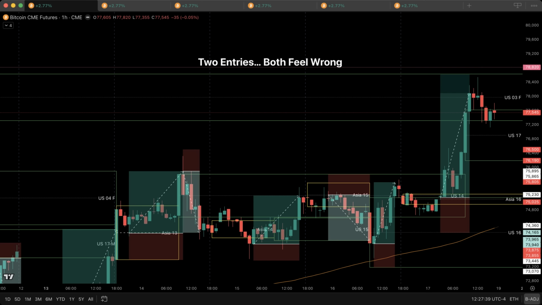Now the full structure is visible. Same entry. Two choices. Tight risk. You are right. But removed. Wide risk. You survive. But you suffer first. Now the real pressure. Which one do you take? You go tight. You get removed. You go wide. You sit through pain.